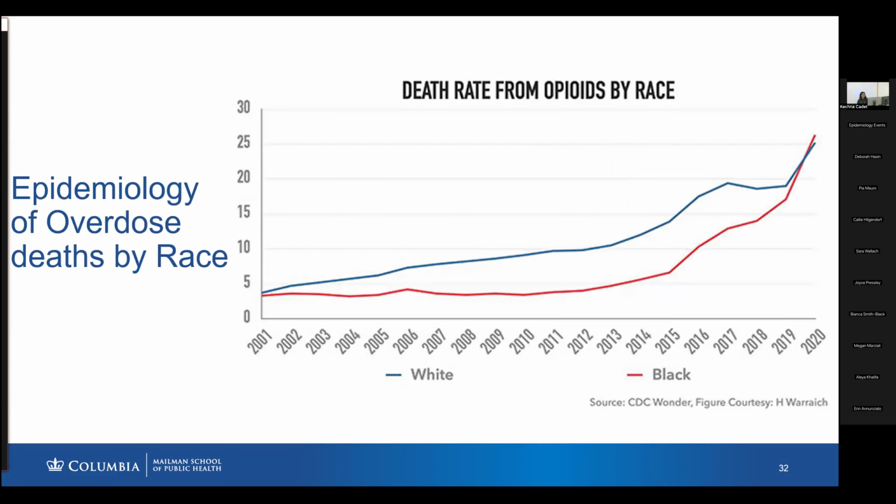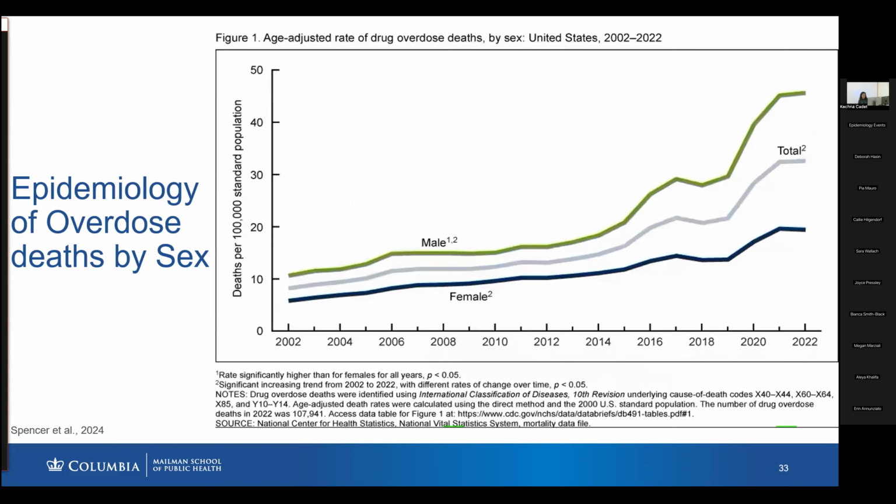According to recent analysis from the CDC WONDER database, we see that back in 2020, Black Americans for the first time had a greater death rate from opioids than their white American counterparts. And mind you, when we think about it in terms of sex, this graph is showing the age-adjusted rate of drug overdose deaths per 100,000 people in the United States from 2002 to 2022, broken down by sex. We see that drug overdose death rates have been consistently higher for males compared to their female counterparts across the past 2 decades.